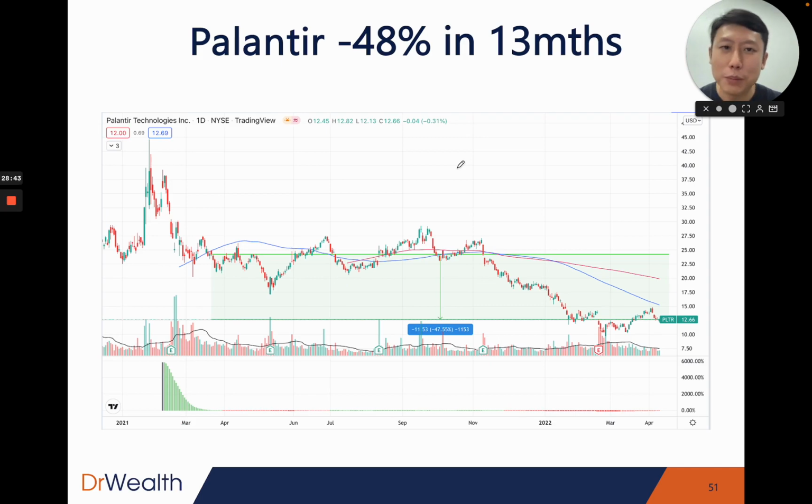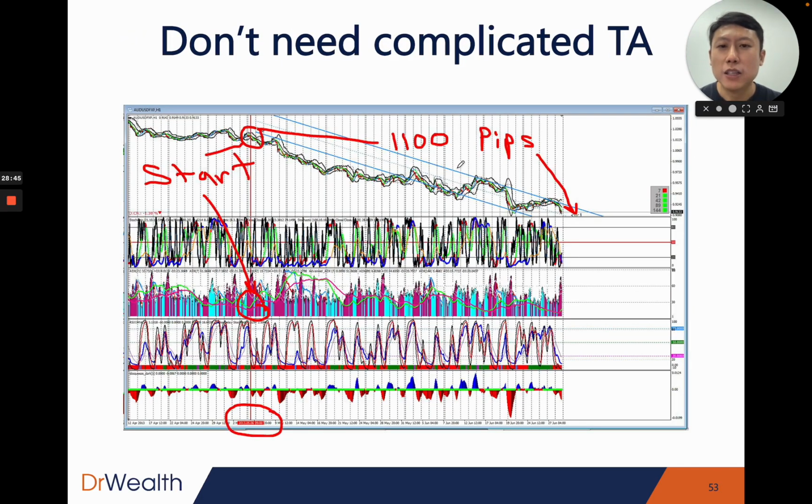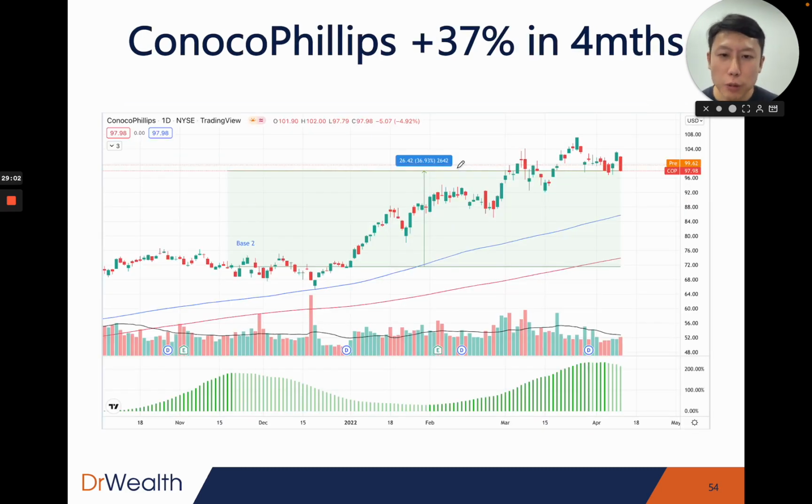More examples, but you get the point. So you don't need very complicated TA. For the selling part, just use the moving average to help you get out. Of course, there are some other methods, like a momentum ranking: if the stock falls out of the top 20%, we can exit as well. But the key one is this moving average. And it also helps you protect profit.